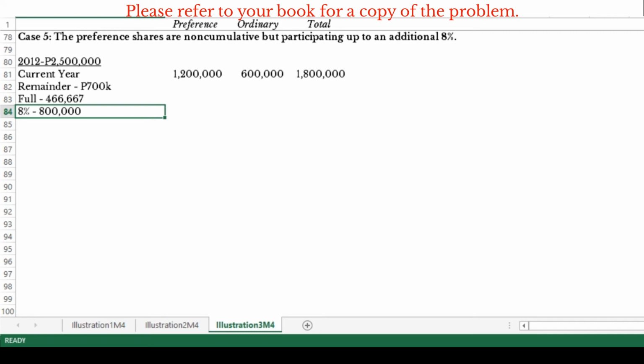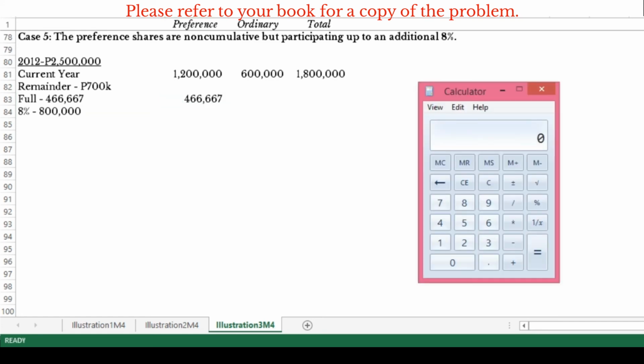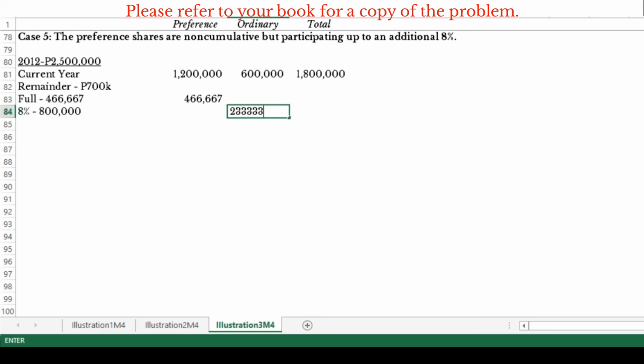Pero dahil participating si preference share, naghati pa sila ulit. Okay, so again, ang masusunod po is whichever is lower between the full participation rate and the rate stated like this one, yung 8%. Okay, so with that being said, ang magiging share ni preference is 466,667. Then of course, yung sobra ng 700 minus 466,667, 233,333 would be given to the ordinary shareholders. So ang total nun of course is 700,000.